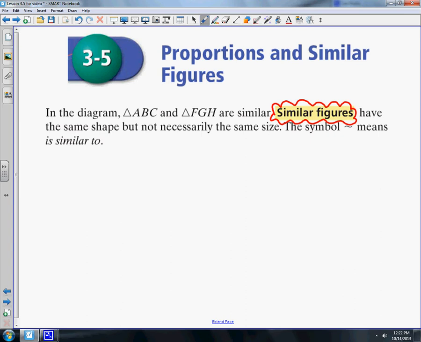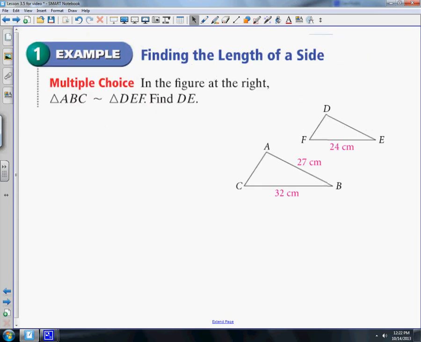The symbol, this swirly mark, means is similar to. So make sure you have both of those things written in your notes. Now here's ABC and DEF. They're similar figures, however, they're not the exact same. They are similar figures. So it says it right here: triangle ABC is similar to triangle DEF.